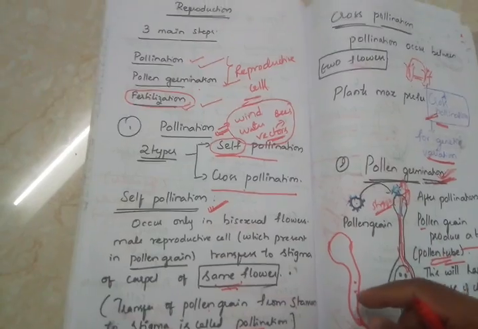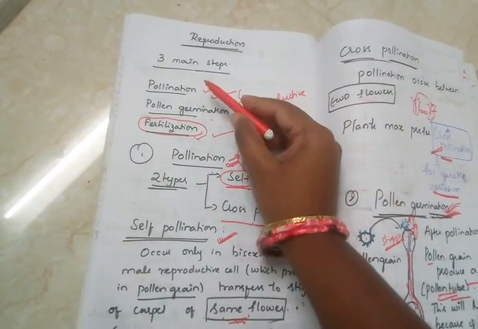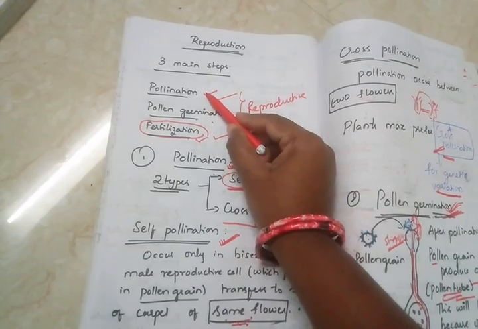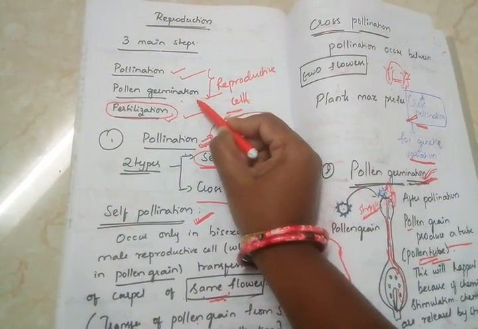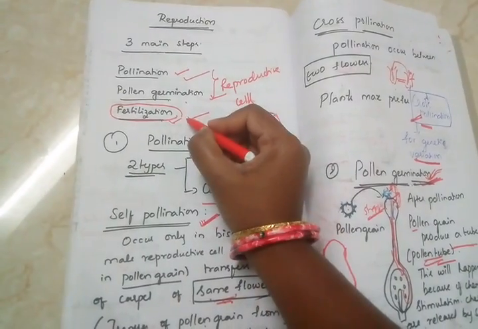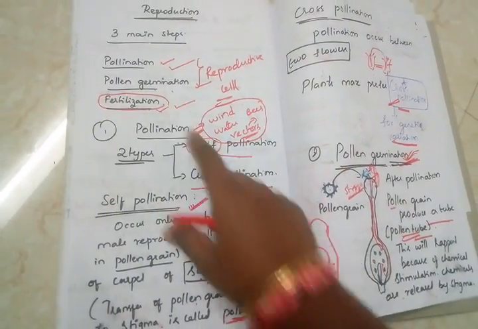Now the main three steps involved in the reproduction: pollination, pollen germination, fertilization. Transfer of pollen grain to the stigma is pollination. After transfer, production of pollen tube with the male gametes is called pollen germination, and the male gametes fusing with the egg cell and central cell is called fertilization.